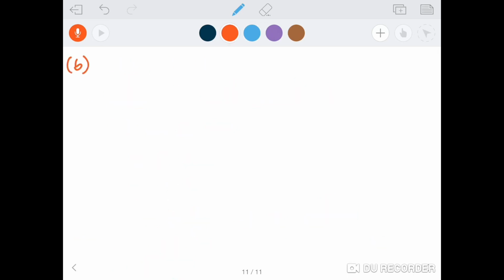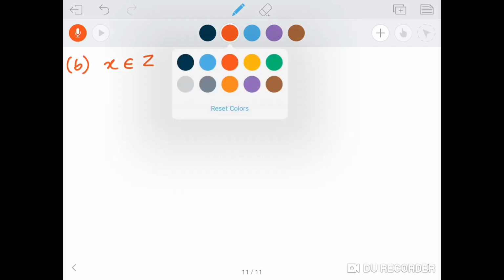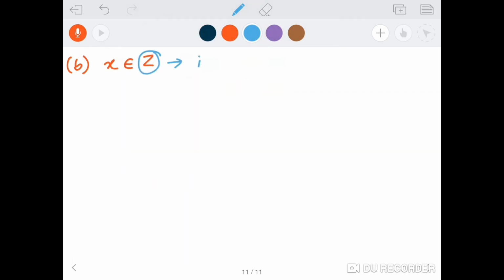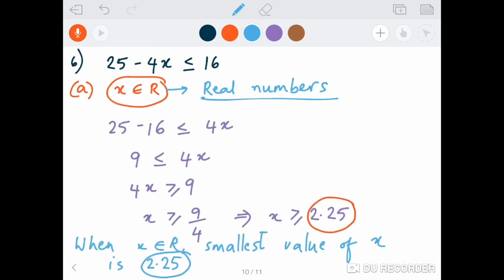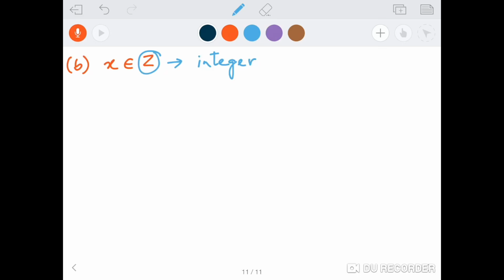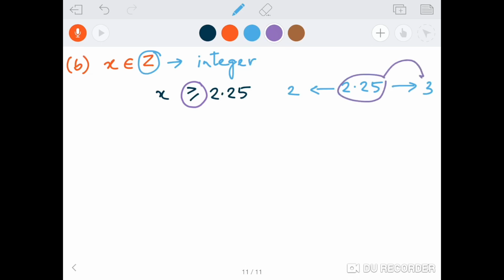Now let us also understand if the same question were to be given in a very different way. If he tells us that x belongs to Z, which is integers, let us find out what really happens. We have already got x to be greater than or equal to 2.25. Now the smallest real number value it can take is 2.25, but 2.25 is unfortunately not an integer. But we also know that 2.25 lies between integers 2 and 3. All right, but your value of x must be greater than 2.25, which means the next possible integer that you can possibly get is only 3, because 2 is less than 2.25, which does not satisfy your inequation. So x equal to 3 will be the smallest integer that x can take.